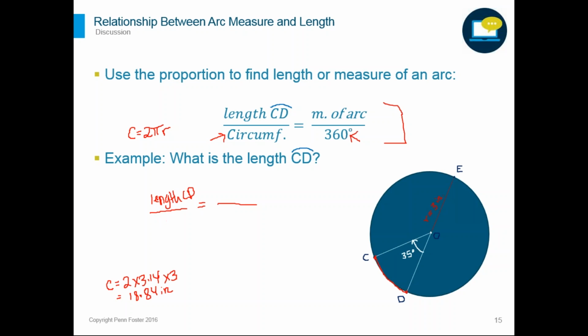So that goes here. Length and length. This fraction has the lengths. So circumference is a length, and then the length of the arc is a length. So put that figure here.